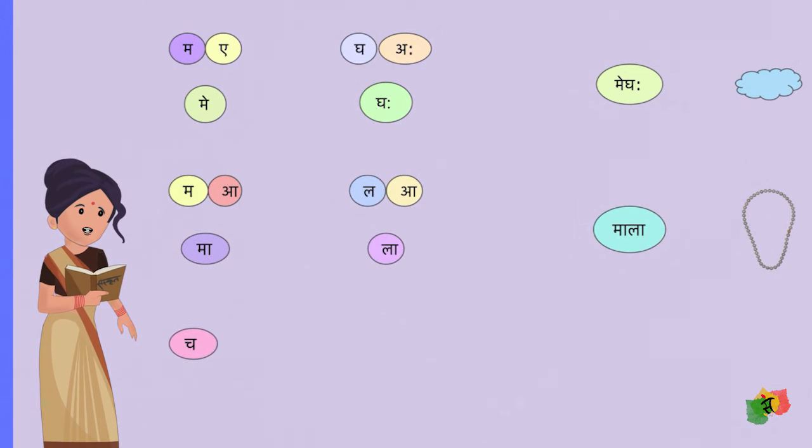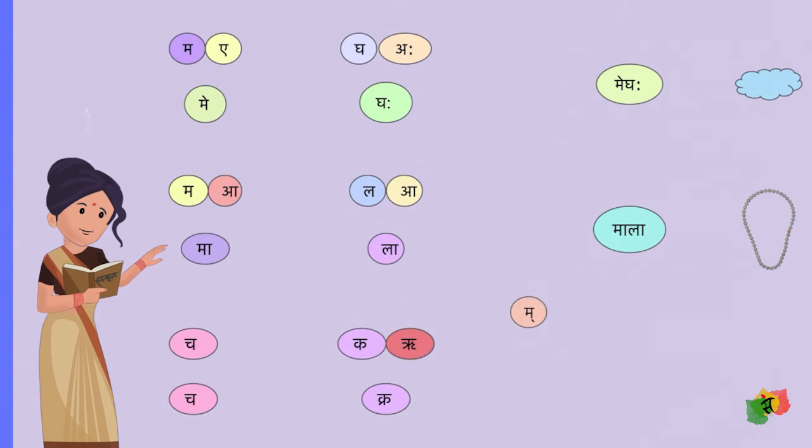When cha joins with ka and r, we get chakra. When combined with m, we get the word chakram, which means wheel.